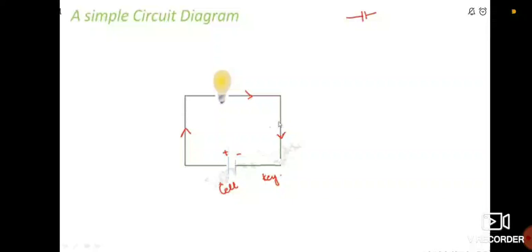But you should write, a simple circuit means you should write one cell, one key, one wire and also one bulb, and connect those either in open circuit form or in closed circuit form.